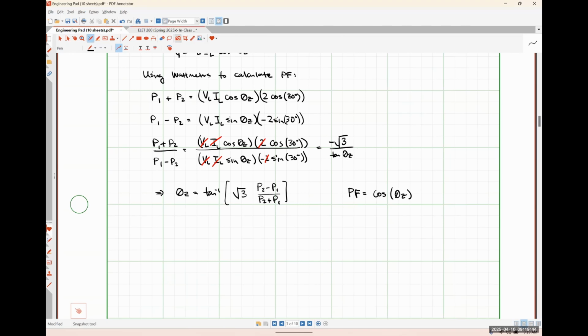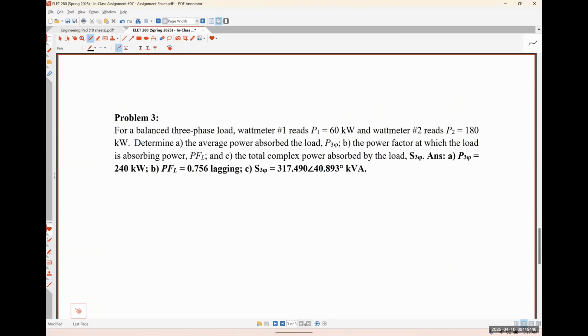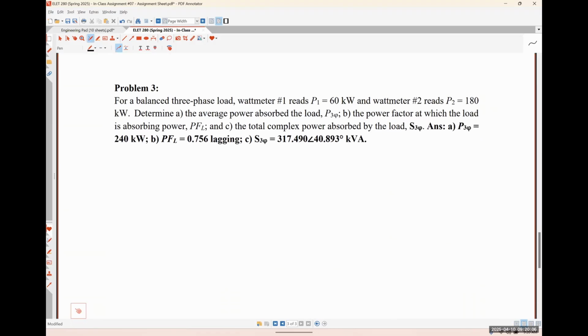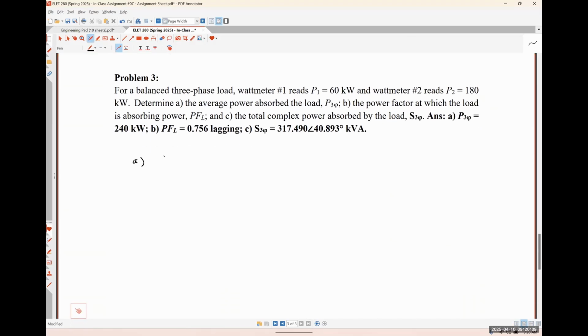All right, so to wrap things up here, let's look at ICA problem number 3. So we're told specifically that we have a balanced 3-phase load and 2 watt meters. The first is reading 60 kilowatts and the second is reading 180 kilowatts. From these pieces of information, we are asked to determine the average power absorbed by the load P3 phase. So our total average power is just going to be P1 plus P2 is equal to 240 kilowatts. Nothing remotely difficult about that guy, right?